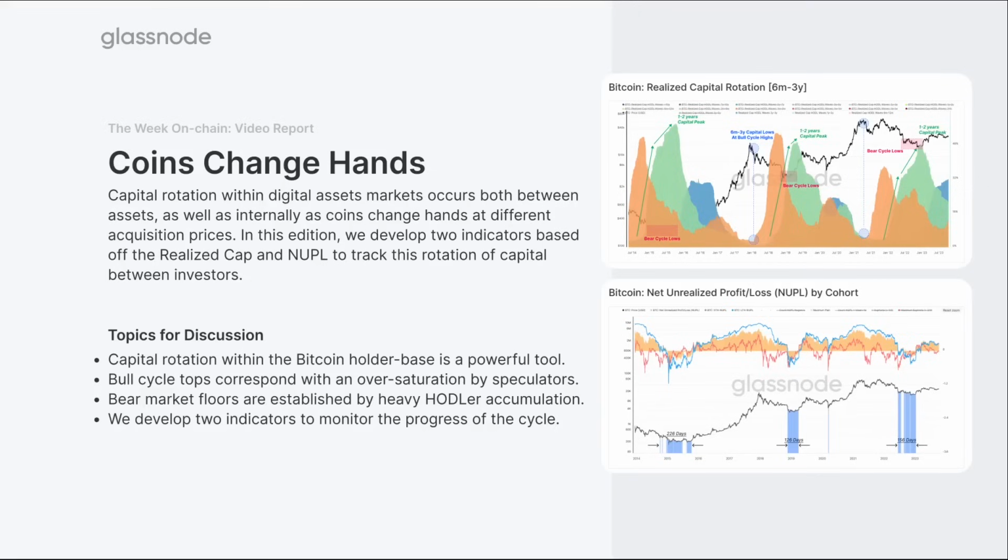We're going to approach this by coming back to the realized cap. You've probably heard me talking about this particular metric several times in recent videos. The realized cap is such an important foundational metric that we have a whole video and a report titled as such. What we're going to do here is take two different models, using NUPL, a crowd favorite metric looking at the net unrealized profit and loss in the system, and also looking at it from the perspective of the realized cap HODL waves. So taking two different instances of realized cap, I'll show you how we can develop two indicators that monitor the progress of this cycle.